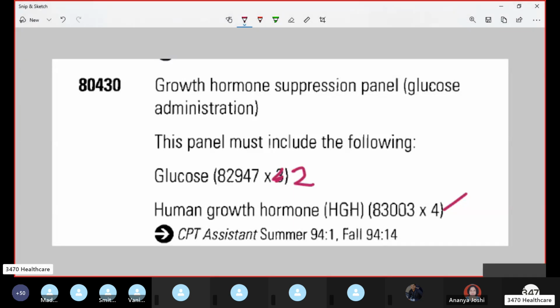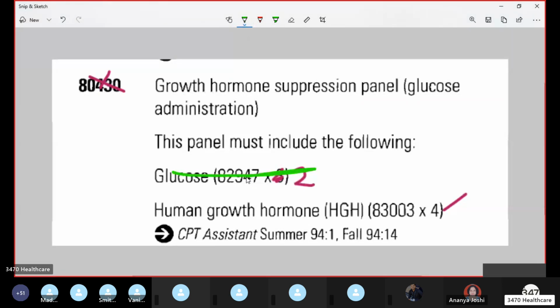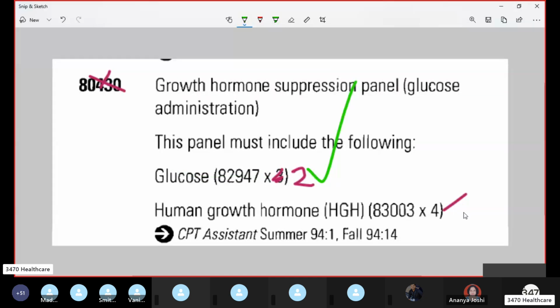So glucose 2 times, growth hormone 4 times. Then that panel quantity is not met, correct? So in that case, don't give the panel code. Code each test separately, the number of times. So your answer is 82947 into 2, then 83003 into 4, because the panel is not met.